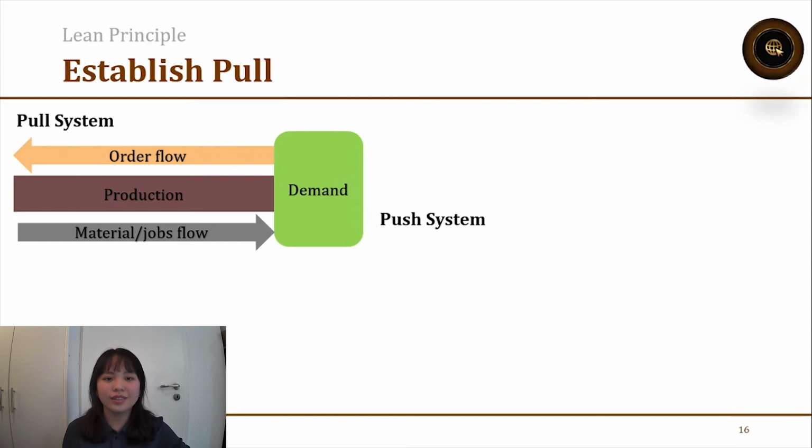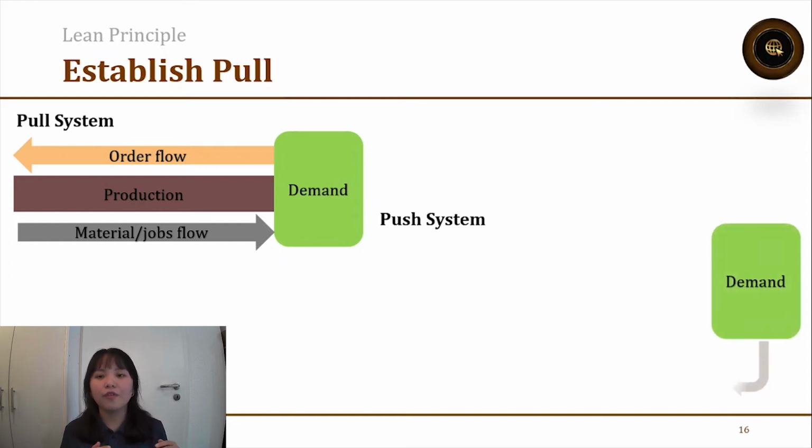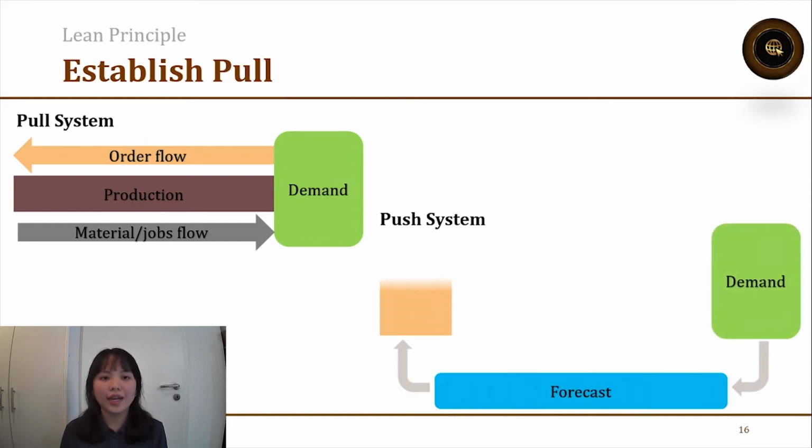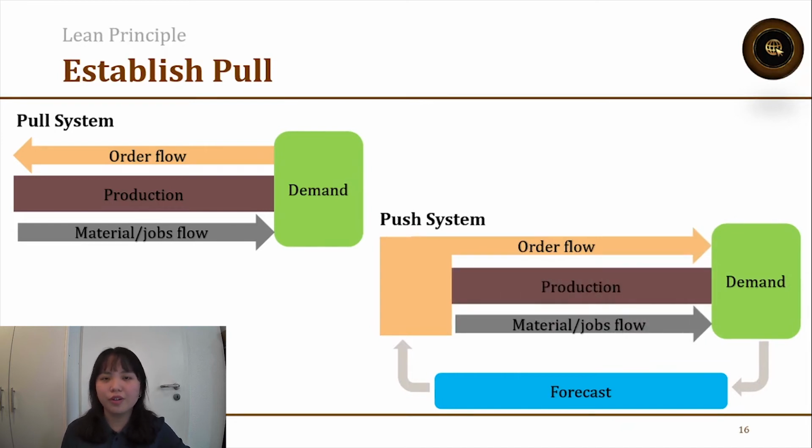And in push system, the company will forecast the demand and then start ordering the production to produce their products or services. Each of these systems actually has its own advantages and disadvantages. So some companies or organizations might need to combine these systems to balance their process or to increase their efficiency.